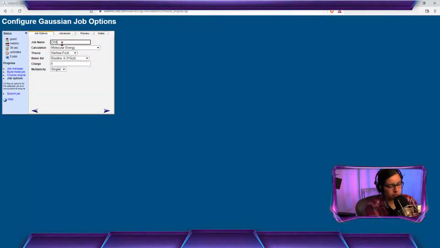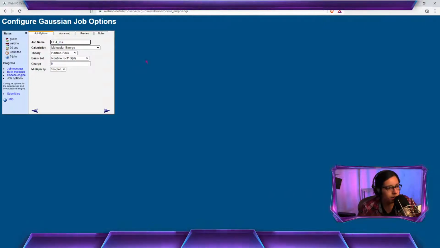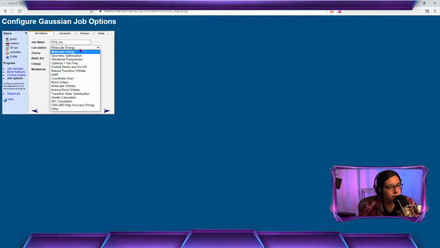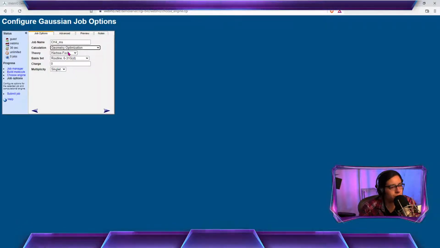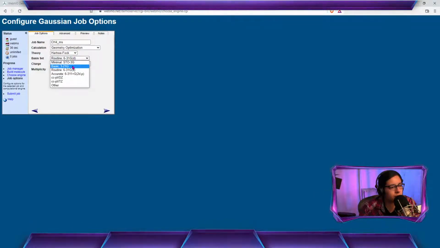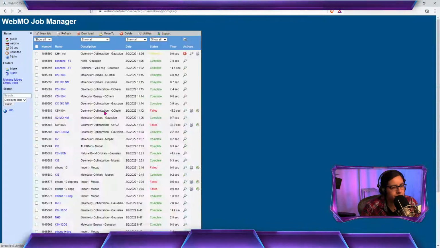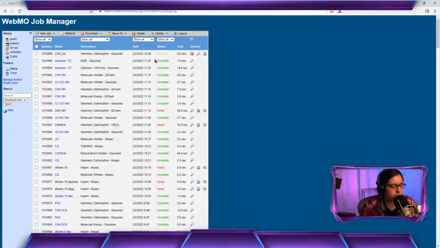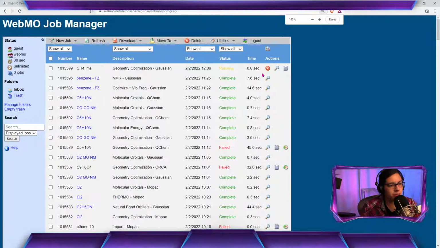For the job name, I would add your initials or something to it so you can find it among all the other jobs that are there. Then for the calculation, we want to do geometry optimization, so we want to see its geometry. Hartree-Fock is fine. Then you could kick this down to basic for the basis set. Charge should be 0, and multiplicity should be singlet. Singlet just means we don't have any unpaired electrons. Then our job should be running, so you can see it running in the queue now.